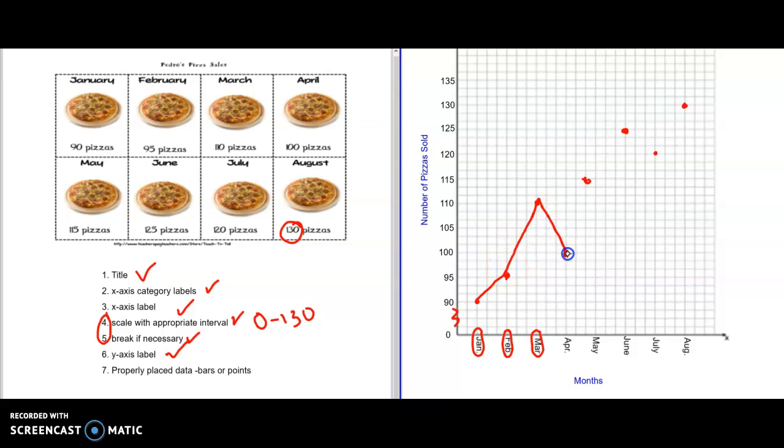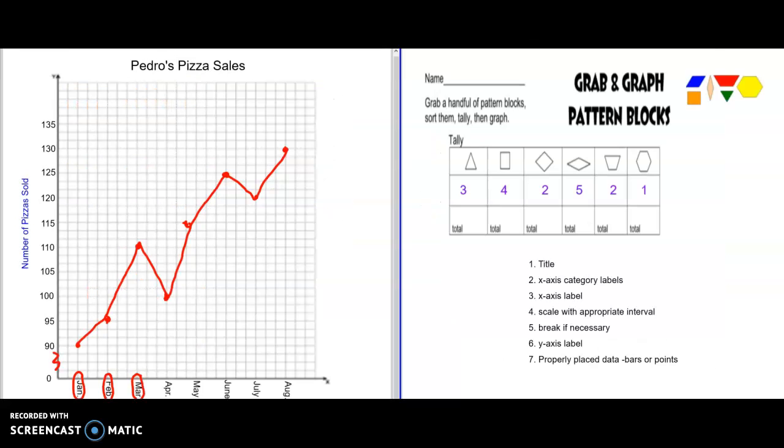February to March, March to April, April to May, June, July, August. So we see sales increasing, then decreasing, and then increasing, decrease, and increase. So we can see the change happening over time. Okay, so once again, looking at this x-axis categories, because we were plotting points, we wanted our category label to be on the line. It's going to look a little different with the next one, okay?